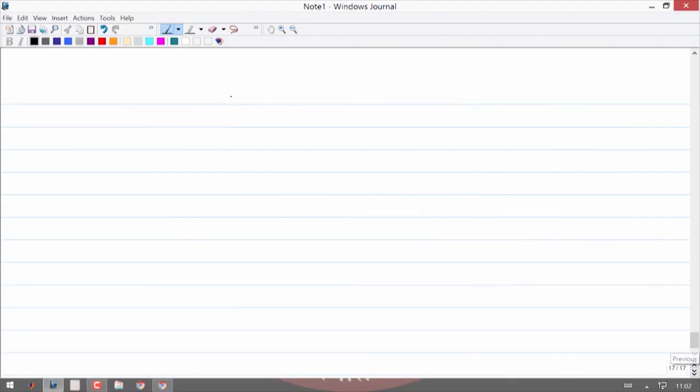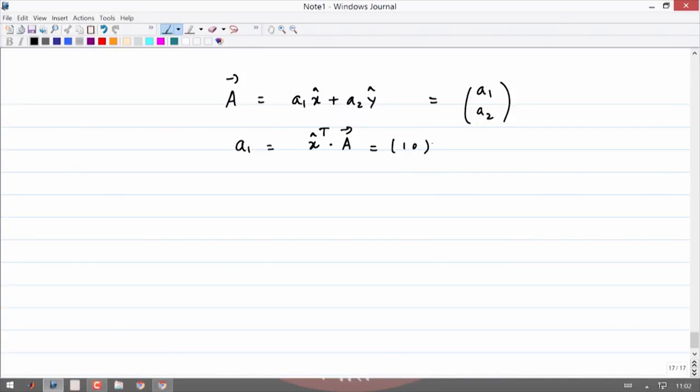Okay? Now, I have a vector A, which is in two dimension, A1 x plus A2 y. I said A1 is the projection of xt on A. Okay? You know, this is in matrix notation, this is A1, A2, and the projection, this is 1, 0 on A1, A2, and that will give you A1. Okay? So, this is the projection operator. This is the projection of the vector to give you the component of the vector.